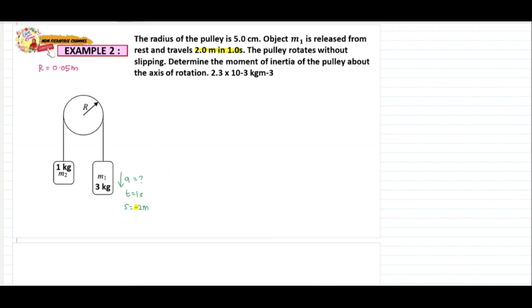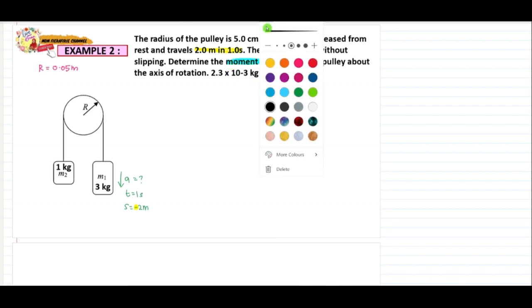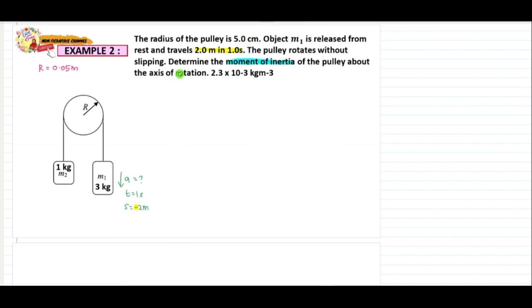The pulley rotates without slipping. Determine the moment of inertia of the pulley about the axis of rotation. So this time we want to find the value of I for the pulley, the moment of inertia for the pulley. Let's try to calculate. But before that, I want to draw the free body diagram on the pulley and also the free body diagram on the mass. So now look here.